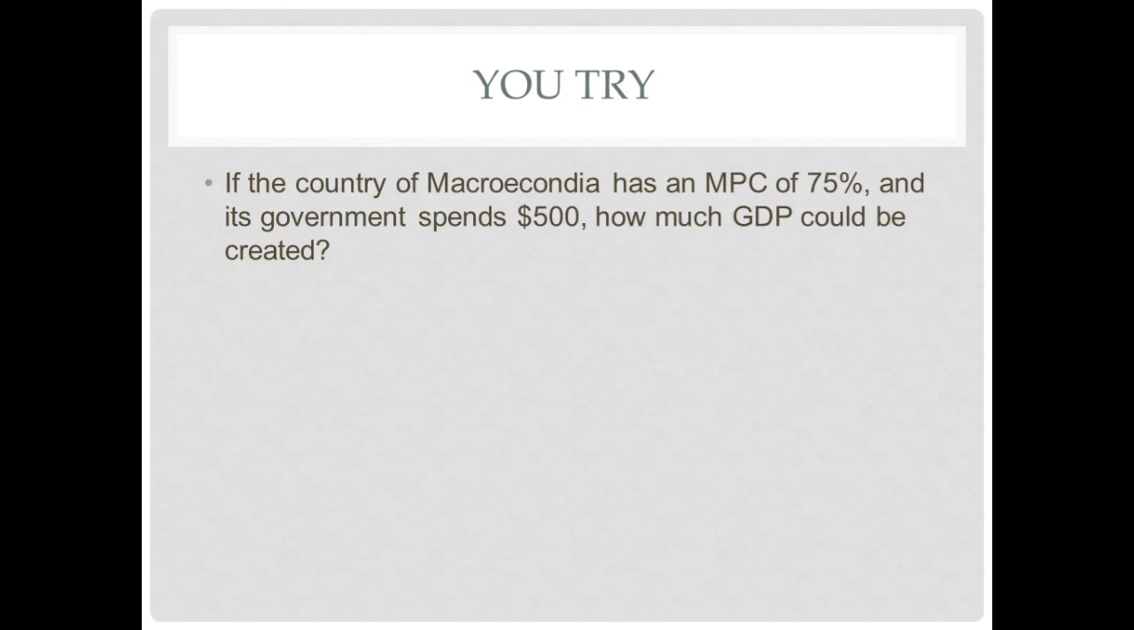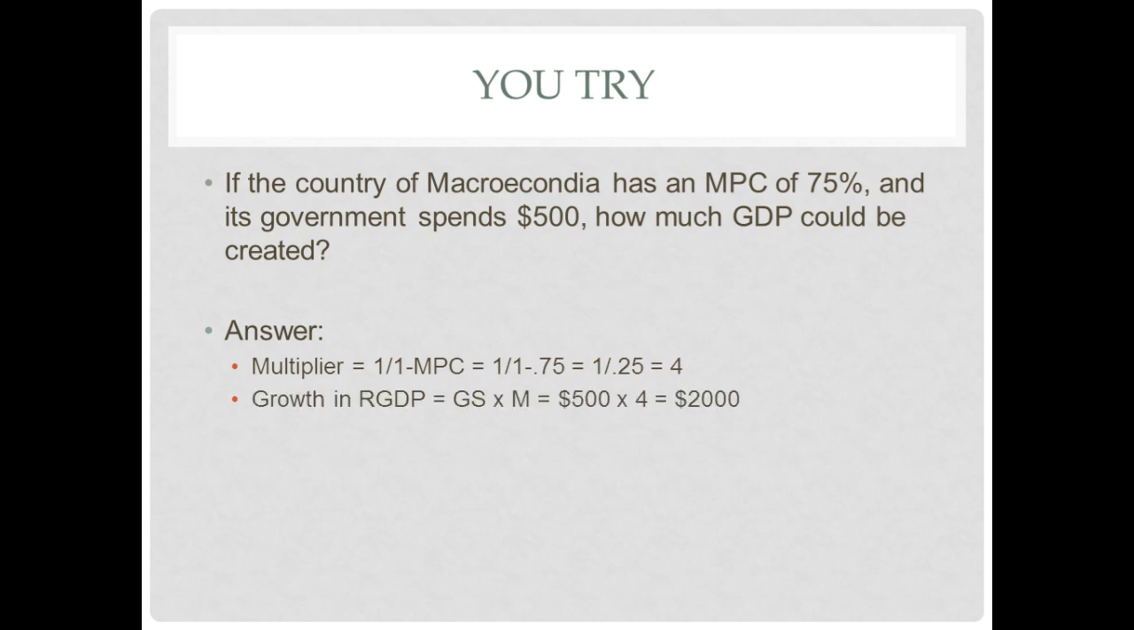Okay, let's see how you did. The first thing we need to do is calculate the multiplier. The multiplier is equal to 1 divided by 1 minus the MPC, which is equal to 1 divided by 1 minus 0.75, which is equal to 1 divided by 0.25, which is equal to 4. So our multiplier is 4. So if we had $500 spent, our growth in our GDP is the government spending of $500 times the multiplier of 4, which gives us a potential growth in our GDP of $2,000.